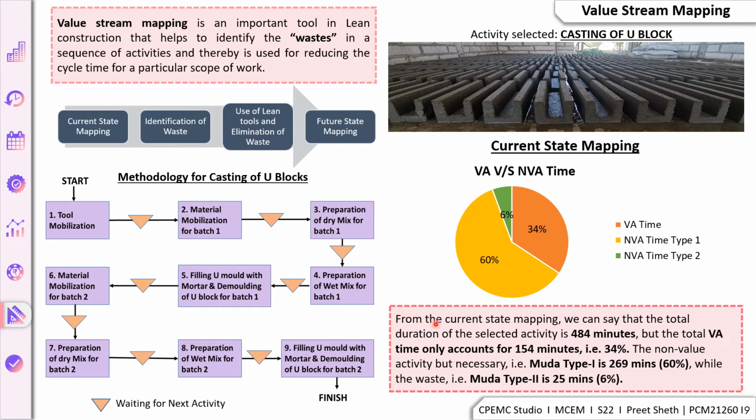From the current state mapping, we can say that the total duration of the selected activity was 484 minutes, out of which the VA, the value adding time, was only 154 minutes, which was 34%. Also, the non-value adding but necessary activity, which is the MUDA or waste type 1, was 60%, whereas the waste, which is MUDA type 2, was 25 minutes, which is 6%.